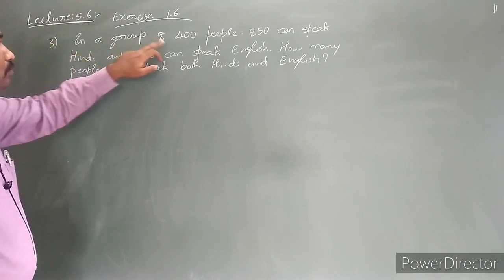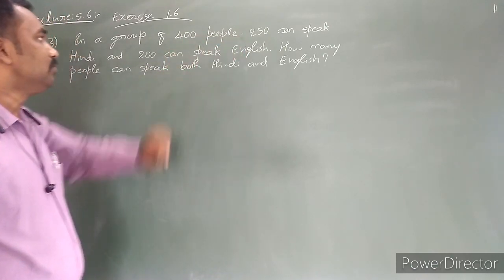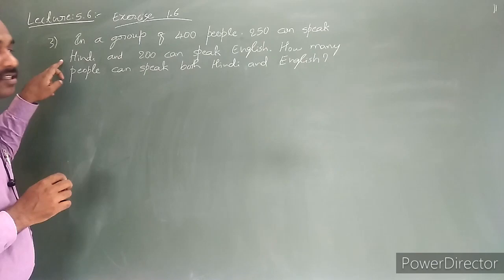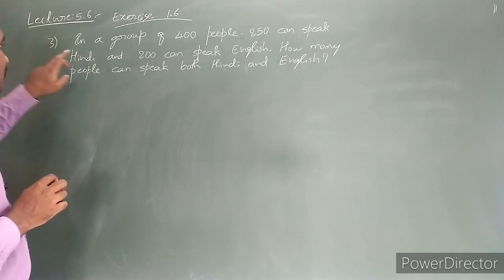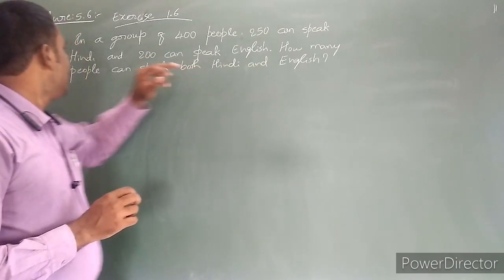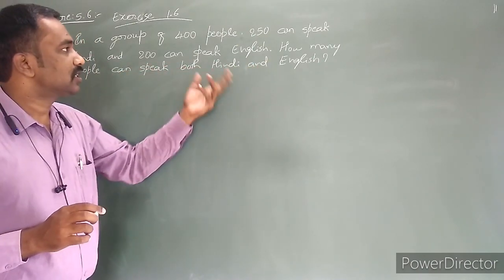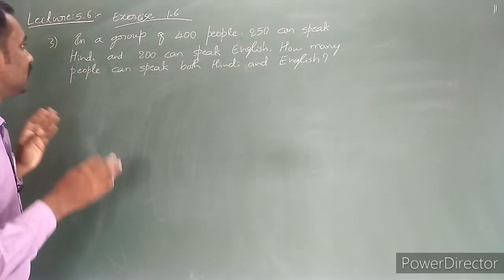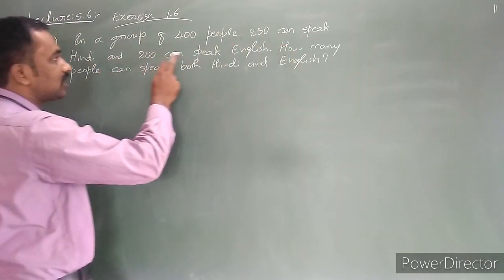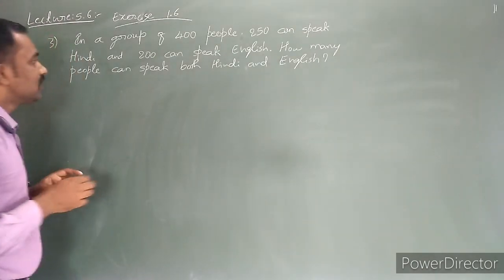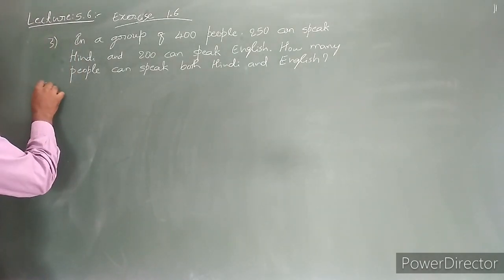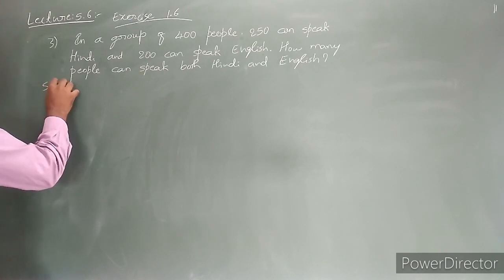Anyway, in a group of 400 people, 250 can speak Hindi and 200 can speak English. How many people can speak both Hindi and English? Okay, let us come to the solution.